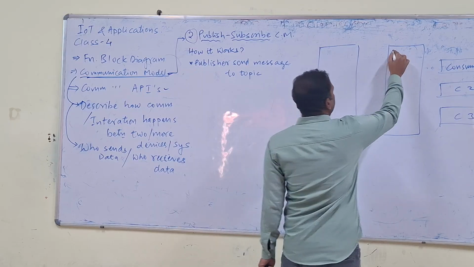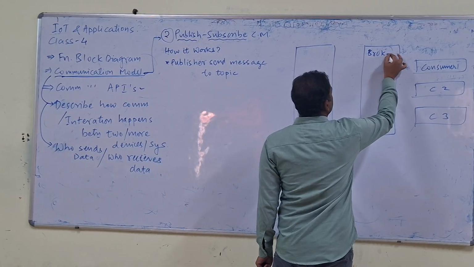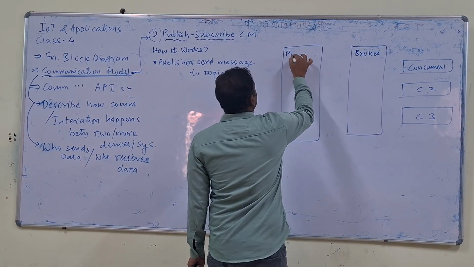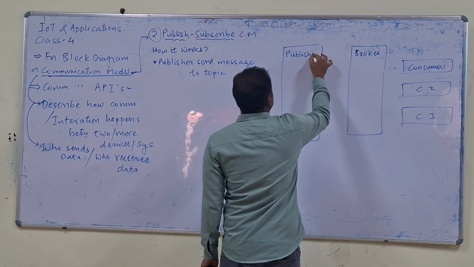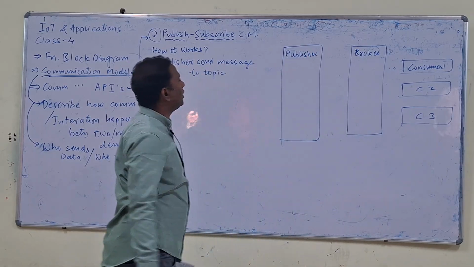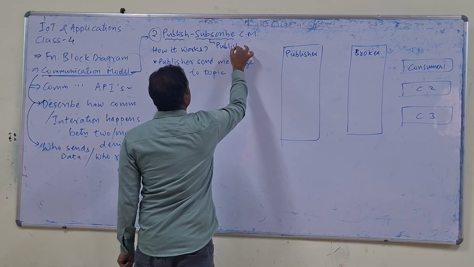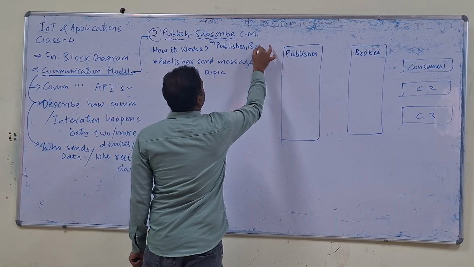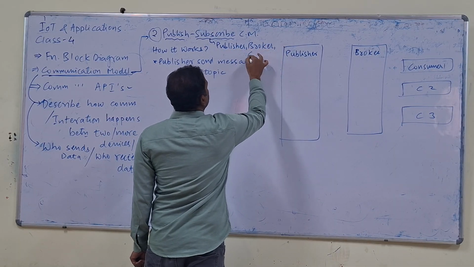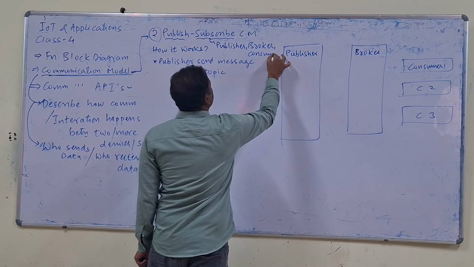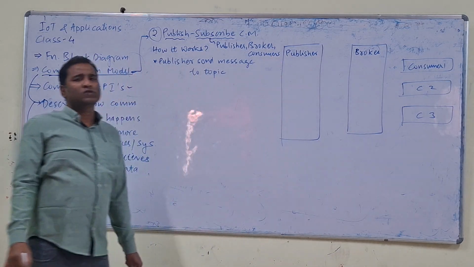Here we have one more character called broker. Here we have publisher. So how many characters are here? There are 3 characters. One is publisher, another one is broker, the third one is consumers, collectively consumers.